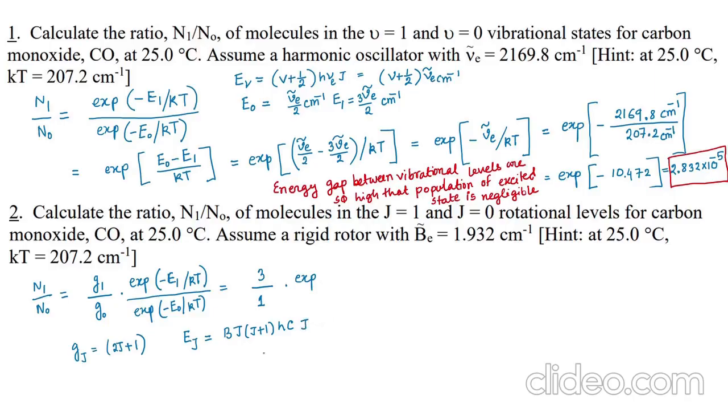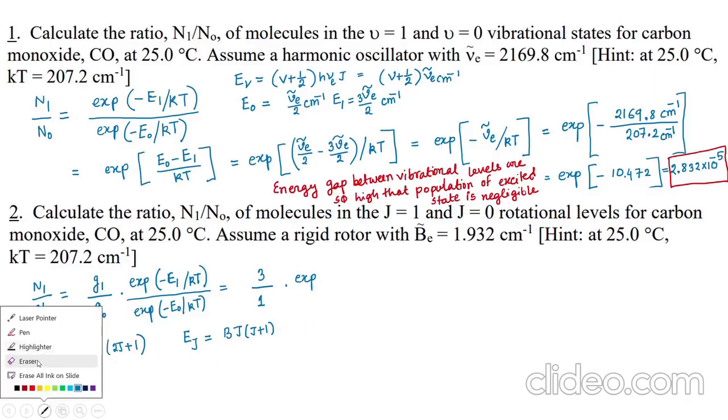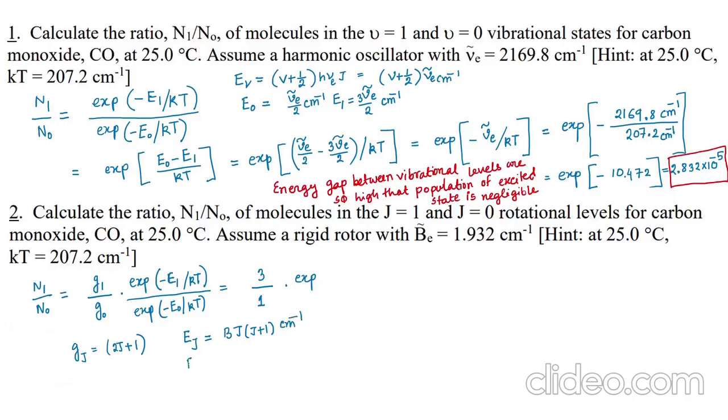So to be in the joules, right? Let me keep it in centimeter inverse, as the unit eventually is in the centimeter inverse, right? So what about E0? E0 is 0. What about E1? E1 is 2B centimeter inverse. So I will put these values. Exponential, actually I will make it short, (E0 minus E1) by kT.